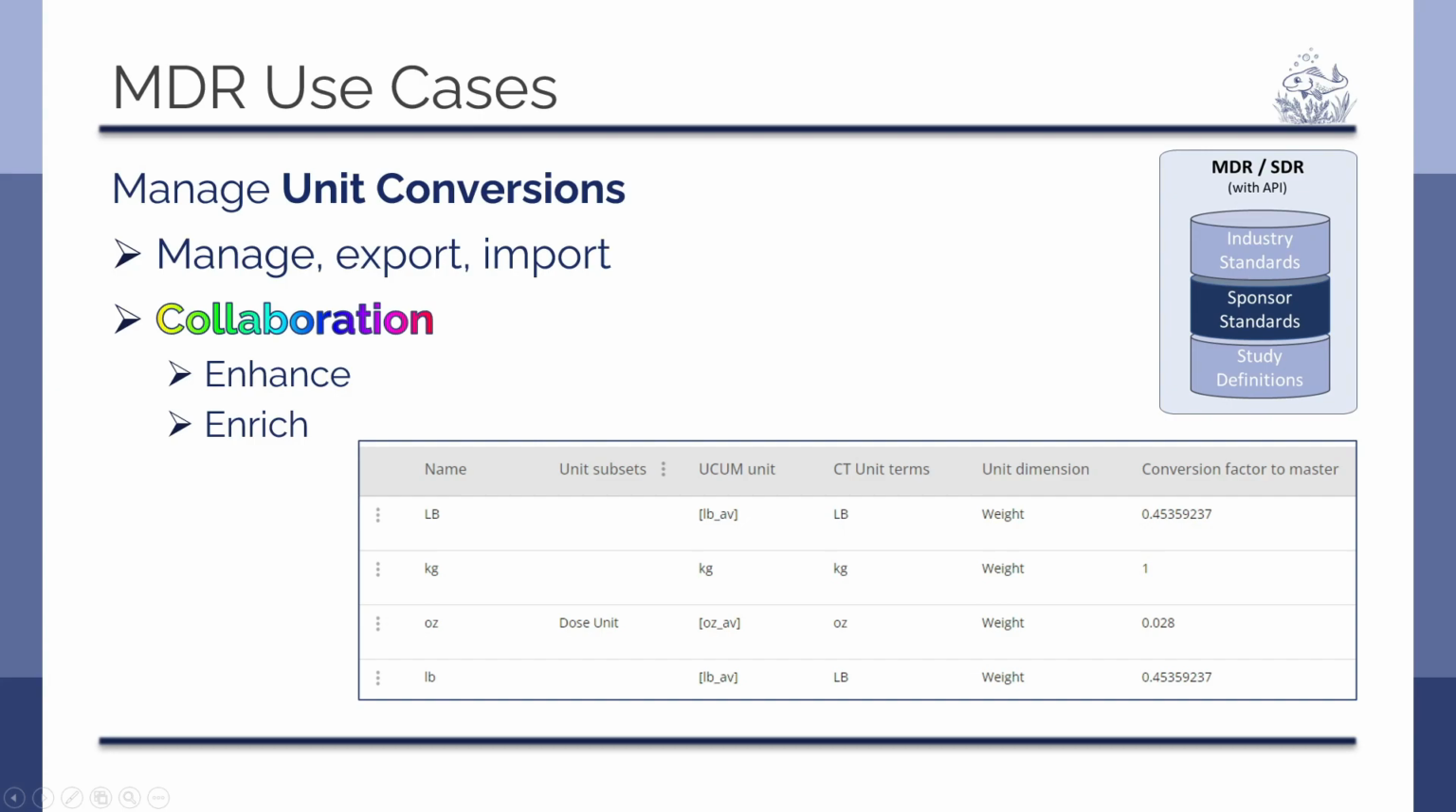Another thing is unit conversions. So also here you can manage them, import them, and export them. But here you also have a lot of opportunity for collaboration. The current example unit conversions which are available are just a very few. And also the way the unit conversion is stored and managed is currently not very elegant. So there would be an opportunity to enhance this kind of thing, to enrich the data and so on. So this is also a great example of how we can collaborate.